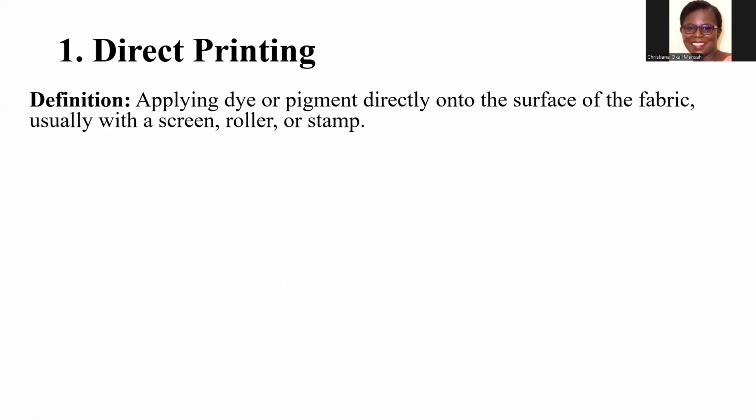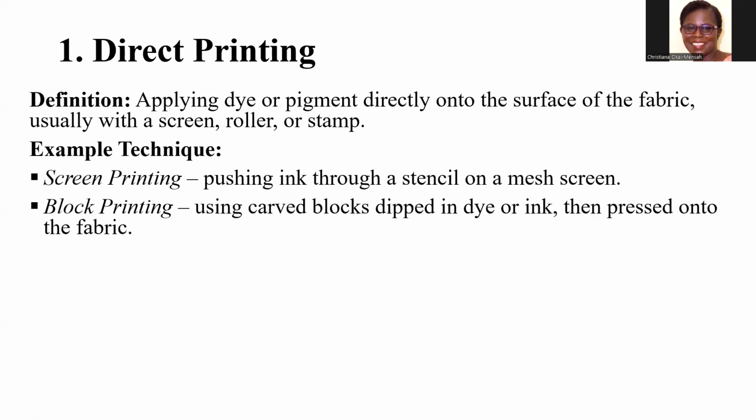So direct printing, applying dye or pigment directly onto the surface of the fabric, usually using screen, roller, or stamp. And we have other methods that come under direct printing. We have screen printing. We have block printing. So the screen printing, pushing ink through a stencil on a meshed screen. Then block printing, using card blocks dipped in dye or ink, then pressed onto the fabric.